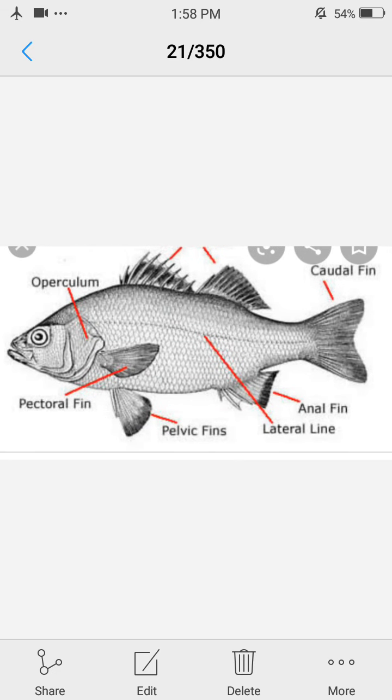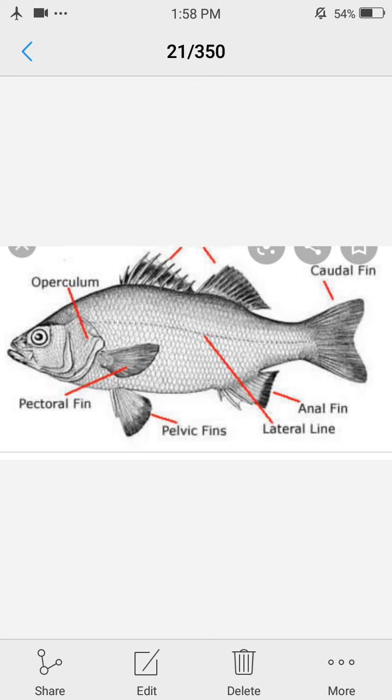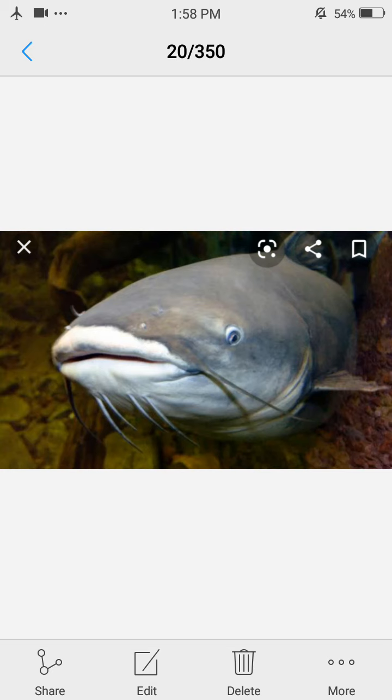The skeleton is composed of bone. The mouth is terminal. You can see in this picture the position of the mouth, that is terminal. Here also you can observe the position of the mouth. The operculum conceals the gill slits. Here you can see the operculum. No gill slits are visible. Swim bladder is generally present. Fertilization is usually external.